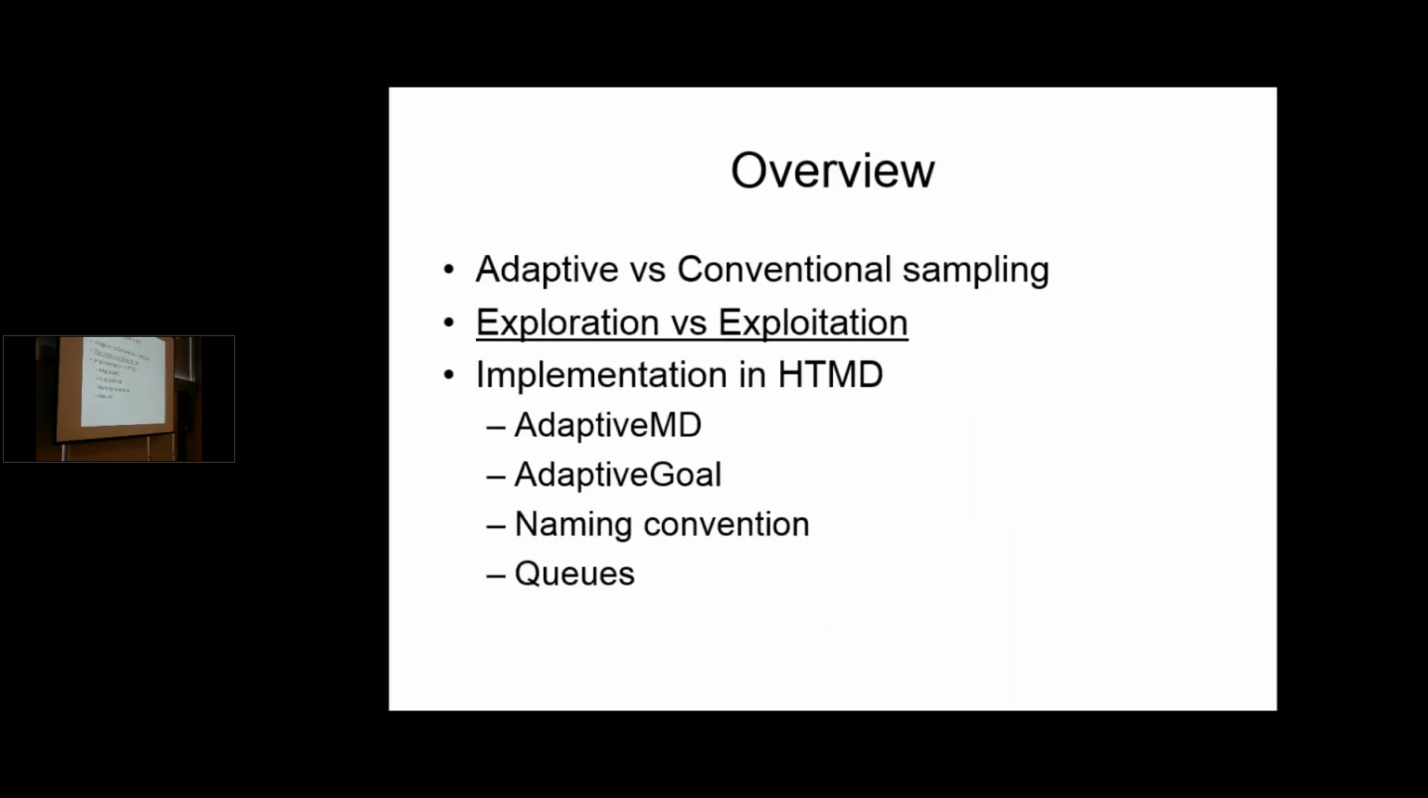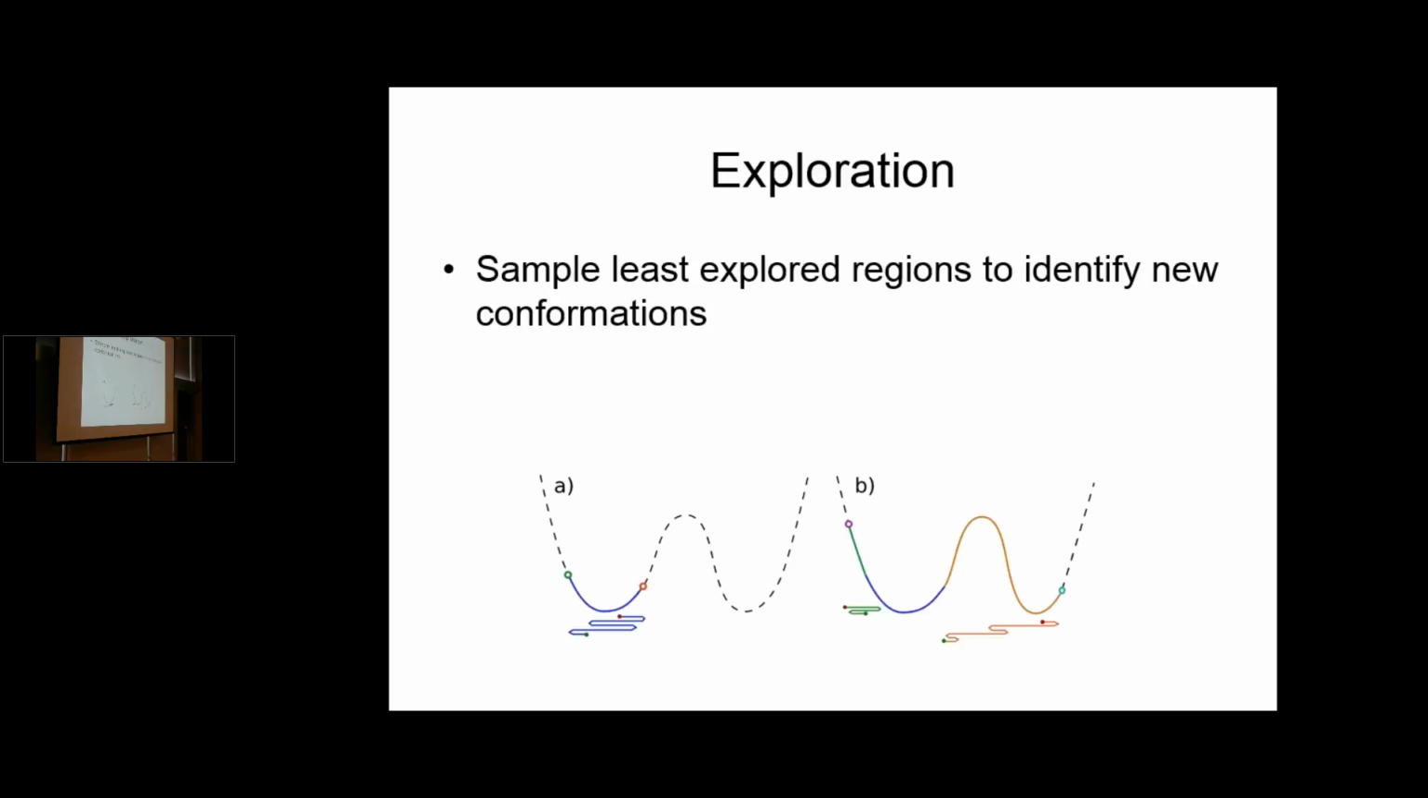Okay, so exploration versus exploitation. There are different ways of doing adaptive sampling. One way, which we use by default until now, is to sample the least explored regions to identify new conformations. If you imagine that we start from this double potential, we start a simulation here, it explores this space, kind of moving here. Then we choose new starting points, this green and the red one, because they are on the edges of the explored space, so they are the least sampled poses that we have seen in our simulation.